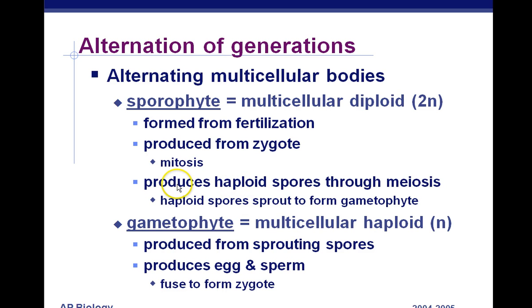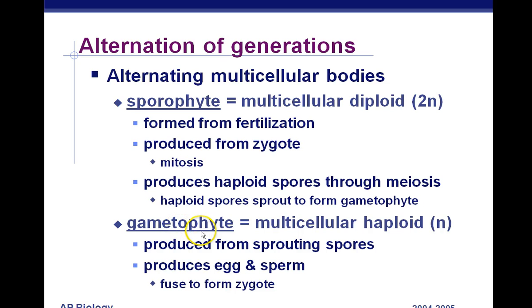The sporophyte is going to produce haploid spores through meiosis, and this is going to get kind of weird, and we're going to draw a sketch of this in a second. Remember, we don't make spores, and these spores can turn into a whole plant by themselves, depending on the plant.